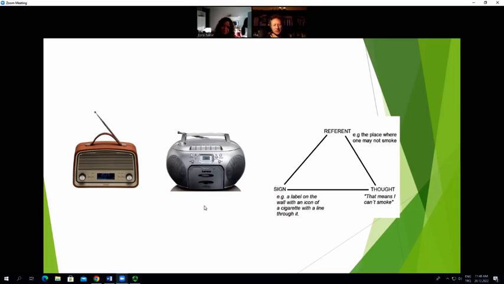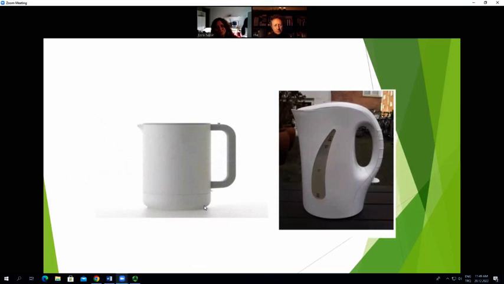In this instance, the radios are signs. They are signs of something. They are a message, and they refer to something. They refer to listening to radios. They also refer to the cultural meanings that we can draw from these materials. And that then leads to the thought, which means I can listen to the radio, or I want a radio that represents me and represents the lifestyle that I have.